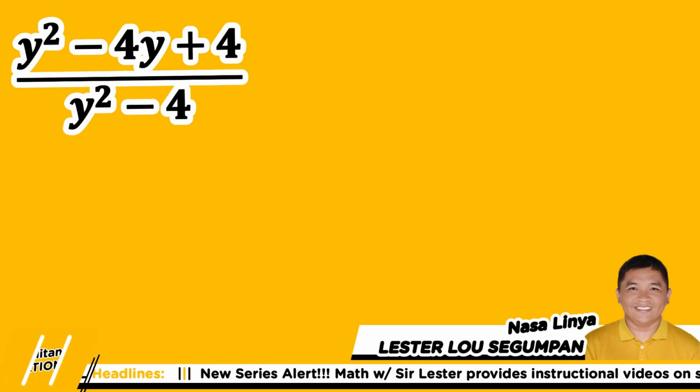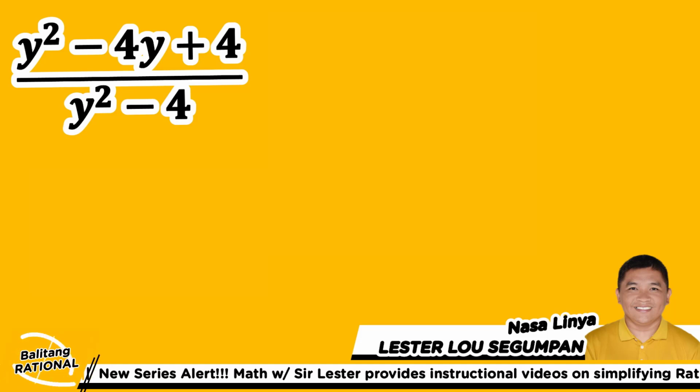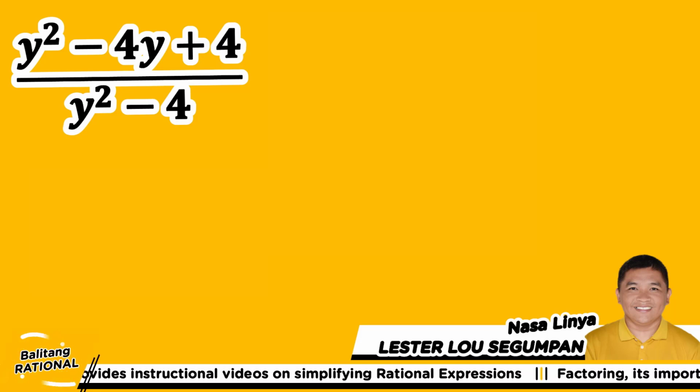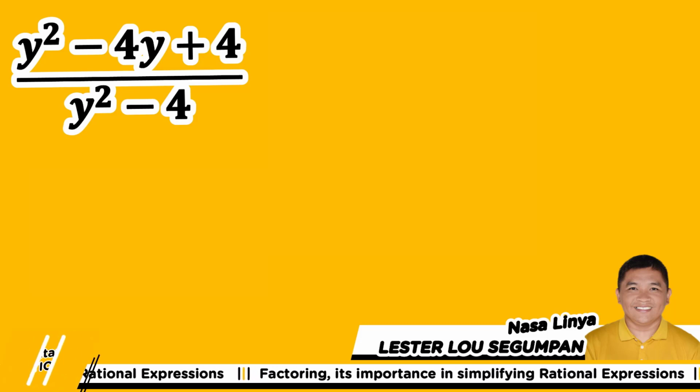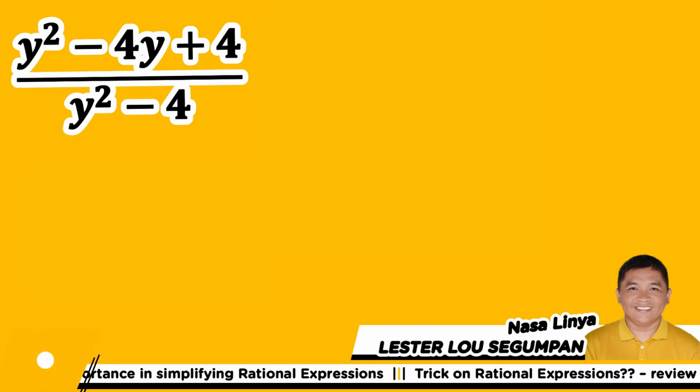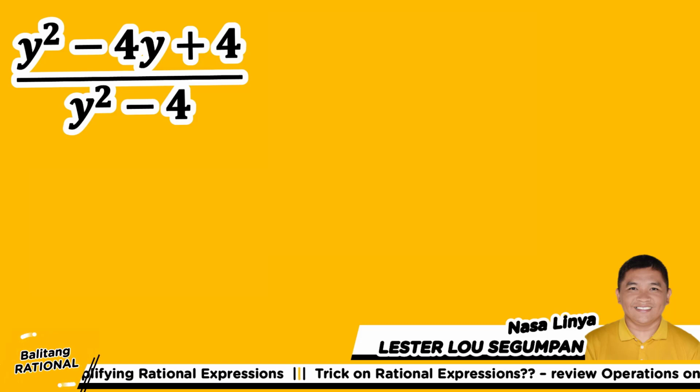Let us simplify this given rational expression: y squared minus 4y plus 4 all over y squared minus 4. This is called a rational expression because both our numerator and denominator are expressed in the form of a polynomial. Well, even if it's only the denominator, it's still called a rational expression. Here, we are going to take out factors of the numerator and denominator to do the task.